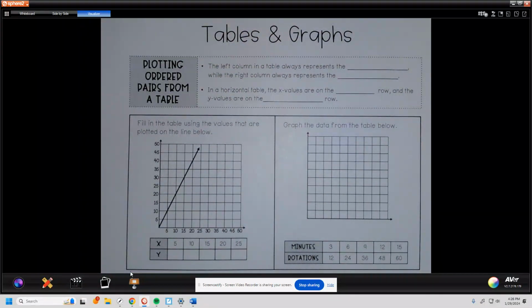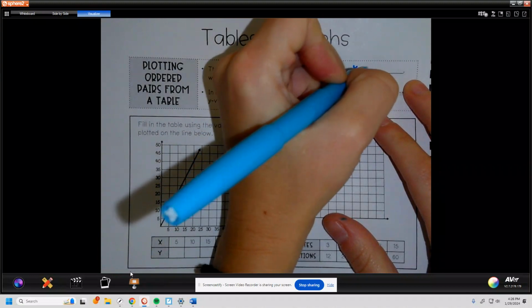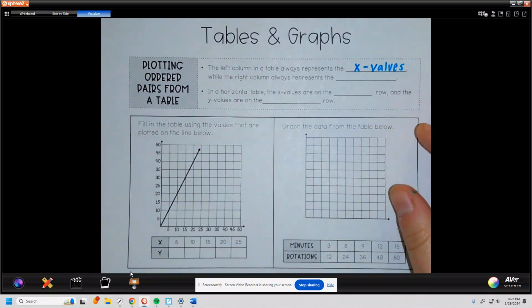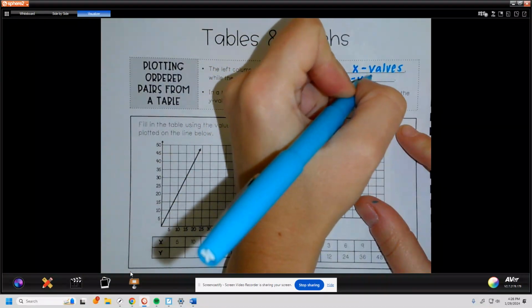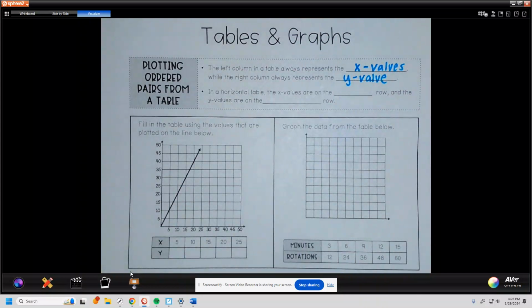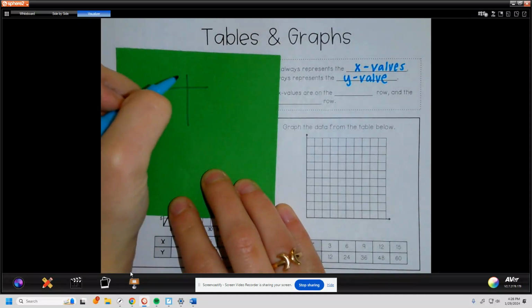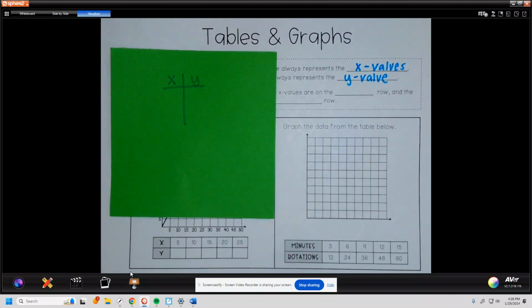So, starting from the top. The left column in a table always represents the x values, while the right column always represents the y values. So what that means is that if you have a table set up like this, x is always going to be on the left, y is always going to be on the right. So it's just like alphabetical order.